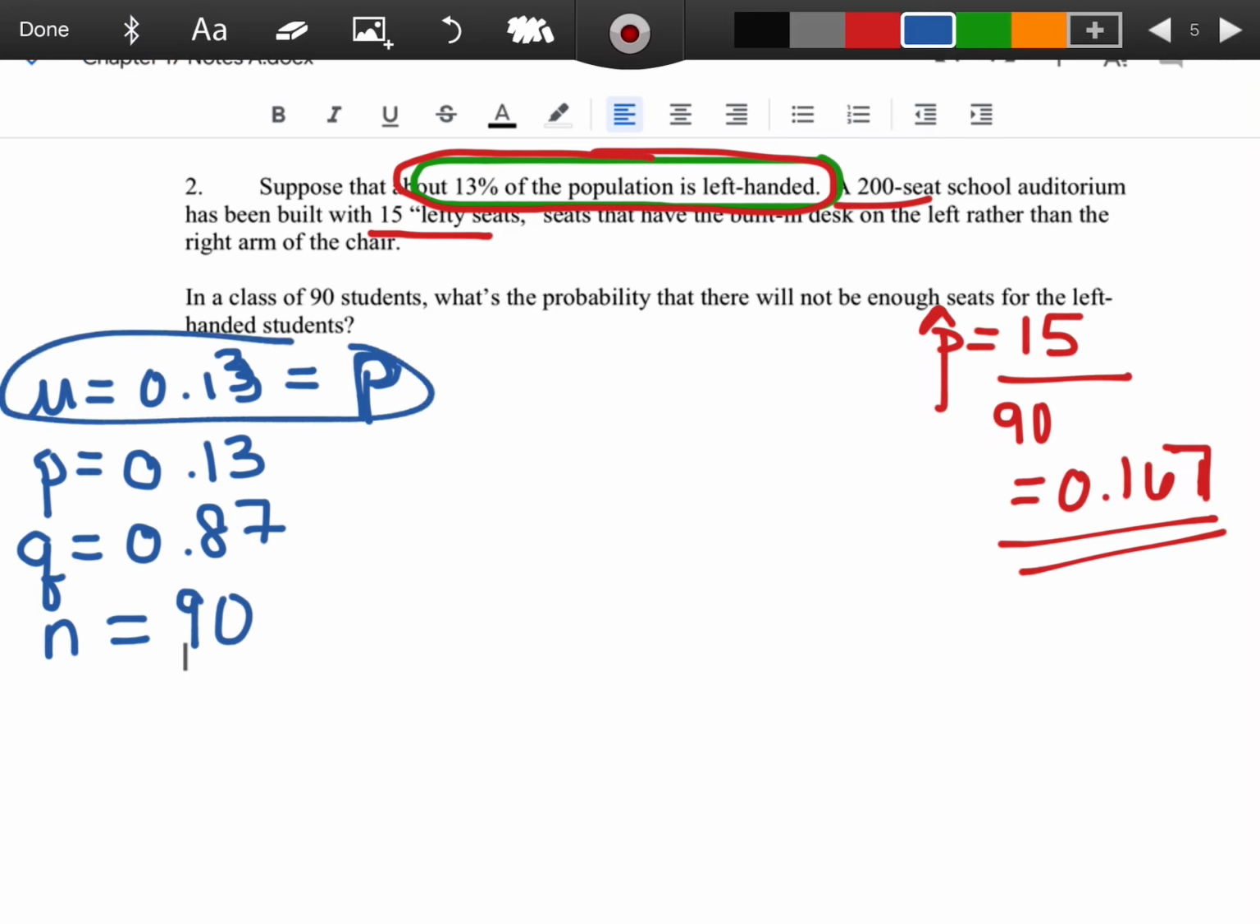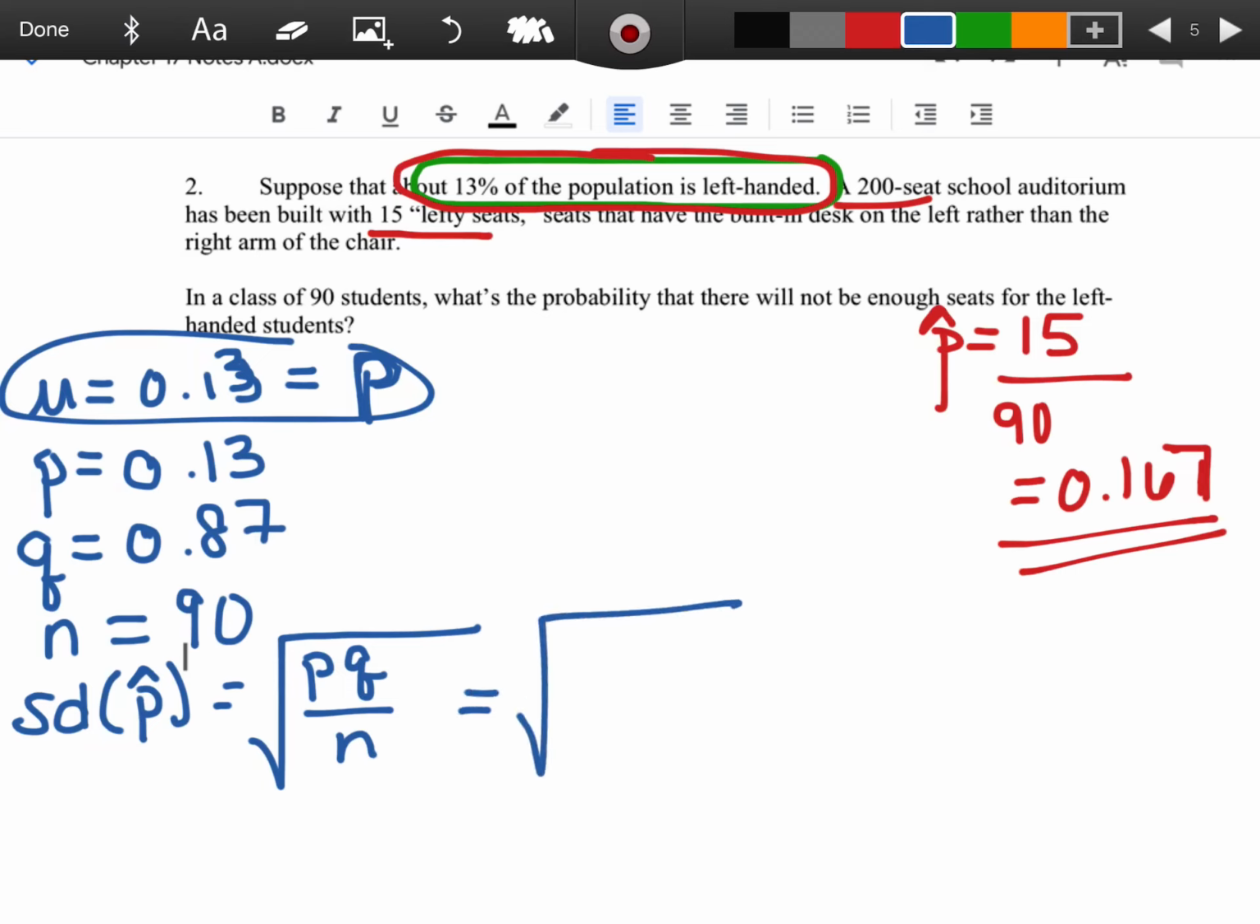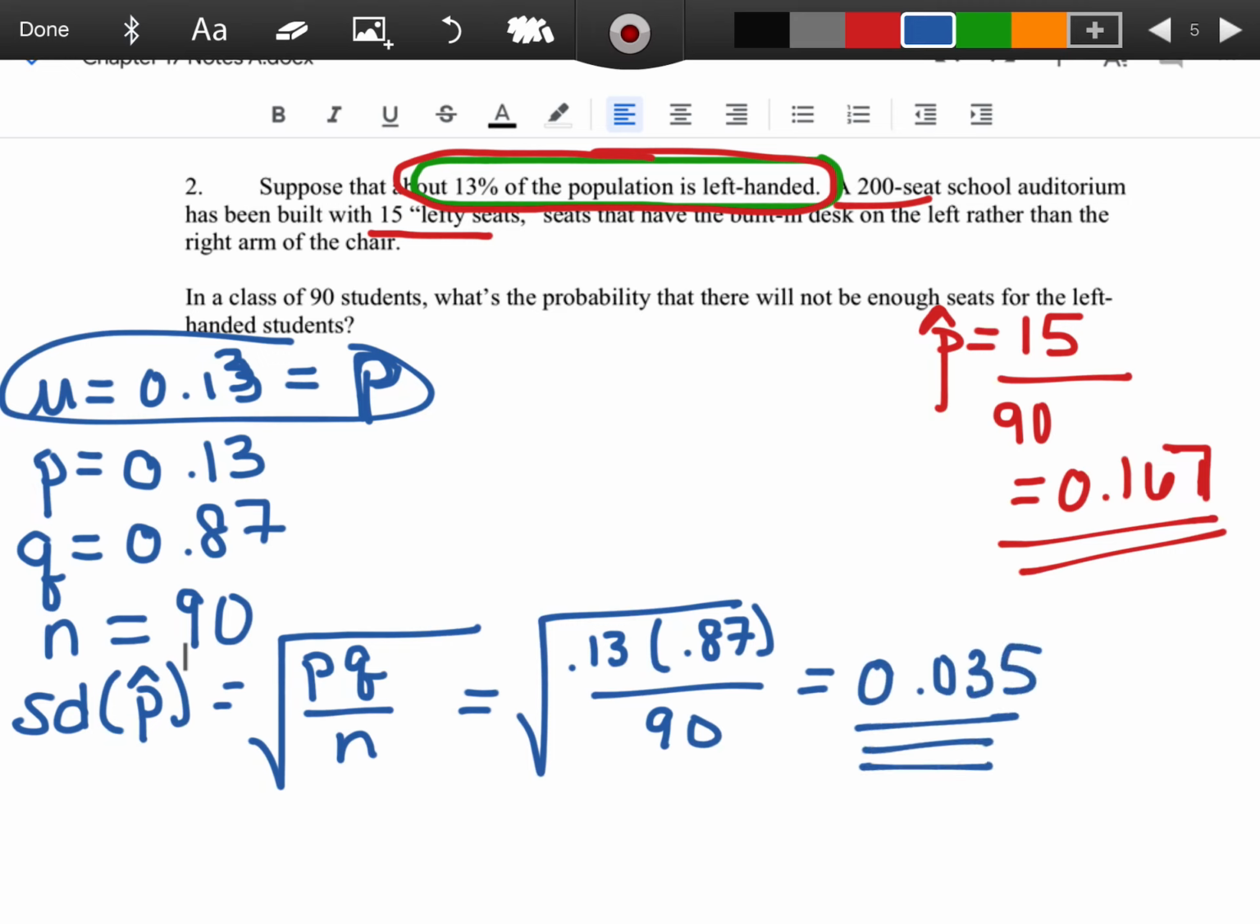So our mean was 0.13, and we're going to go ahead and find the standard deviation of our sample. The formula is on your front page. It is the square root of P times Q over N. So in this case, it is 0.13 multiplied by 0.87, all over my 90 students. I'm going to type that in. If you want to type it in to make sure you can get it, I would suggest pausing your video. I got 0.035 as my standard deviation.